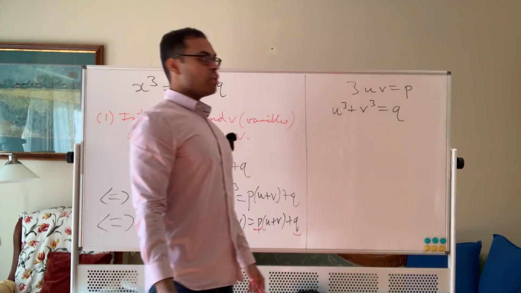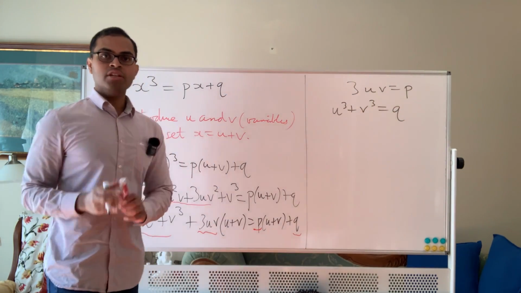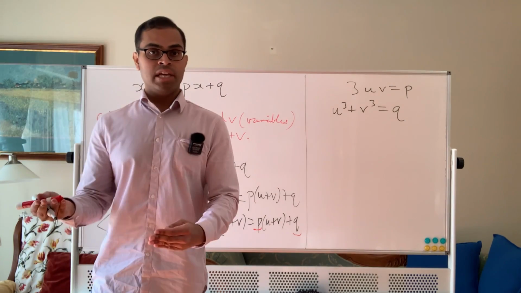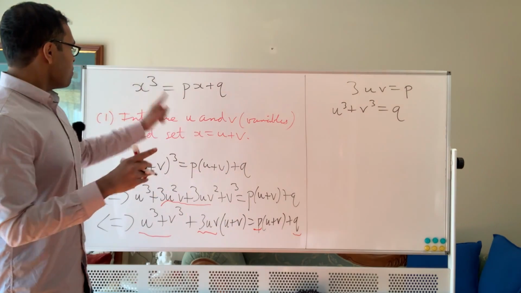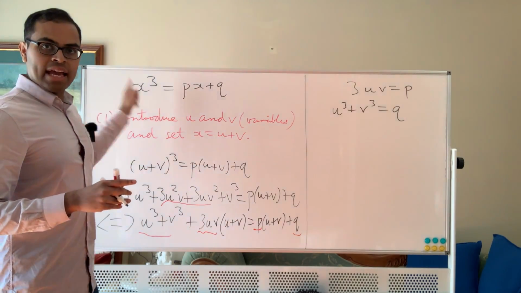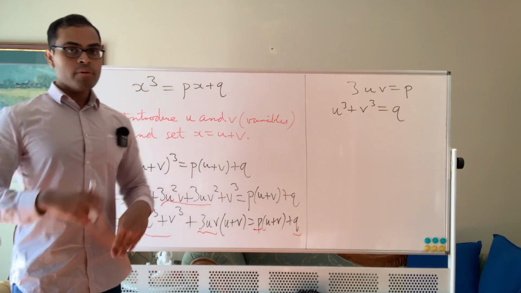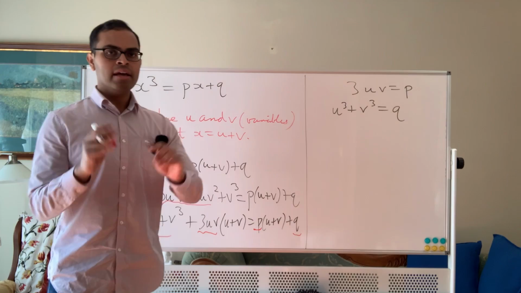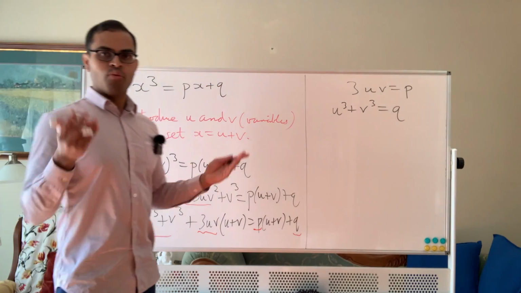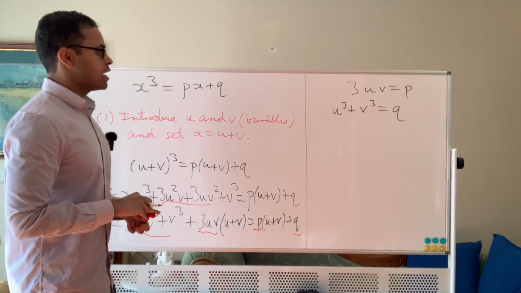Okay, we want to solve for u and v. Given p and q, we want to solve for u and v in terms of p and q, and then we add them up, we get our x. And that x will be in terms of p and q, and that will be our solution to our depressed cubic. Now we'll get up to 3 solutions, but let's first figure out one at least, so then we can figure out the other 2.